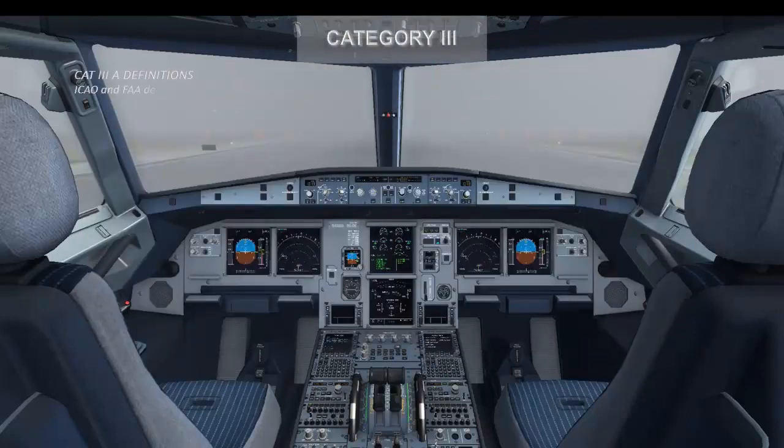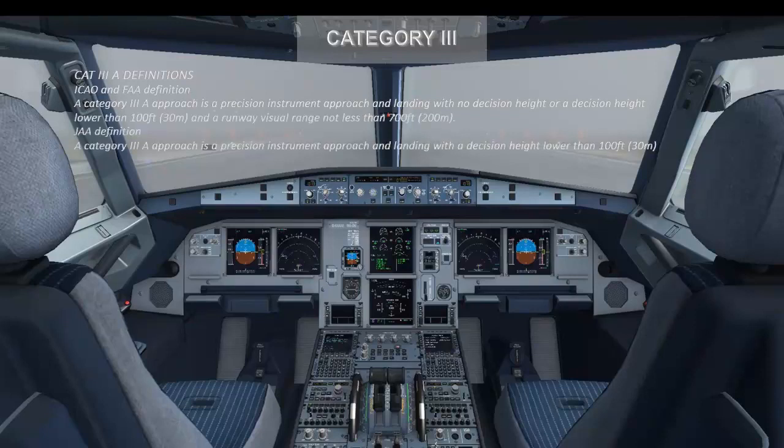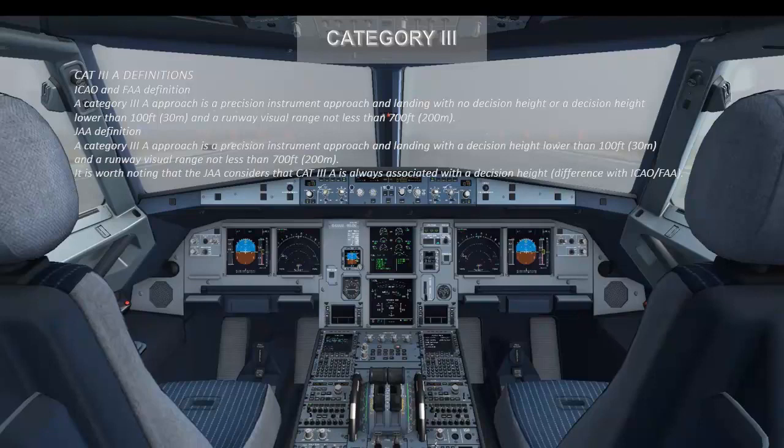Cat 3 definitions. ICAO and FAA definition. A Category 3 approach is a precision instrument approach and landing with no decision height or a decision height lower than 100 feet, 30 meters, and a runway visual range not less than 700 feet, 200 meters.